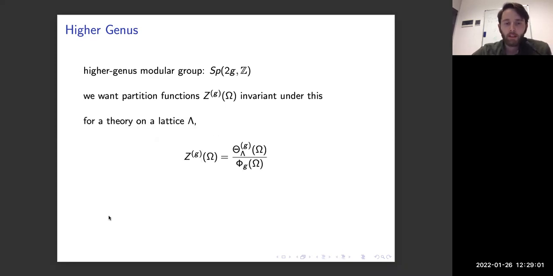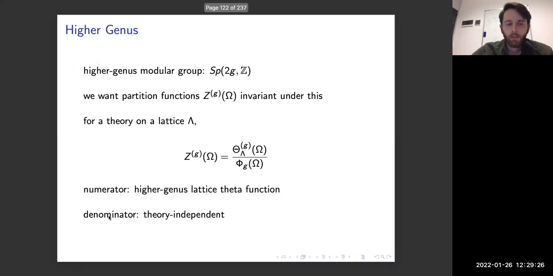And for a theory on a lattice, the higher genus partition function takes this form. It's going to be a higher genus lattice theta function, which I'll talk about more, divided by this denominator, which is roughly analogous to the generalization of the C powers of the Dedekind eta function. In higher genus, there aren't any closed form expressions for the denominator. It's not really going to factor into this talk because it's theory independent. So we're going to be focusing on the numerator, which is the higher genus lattice theta function.